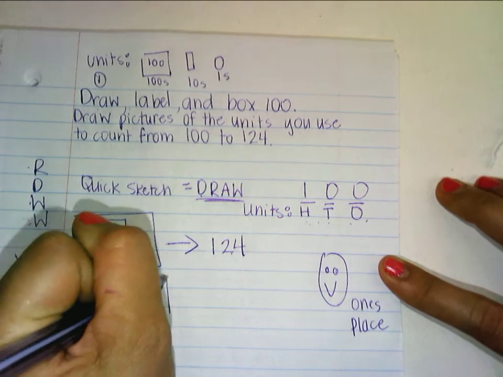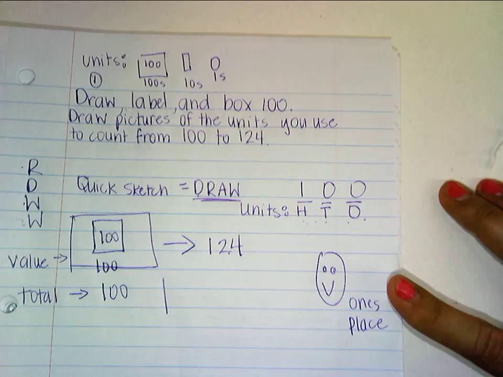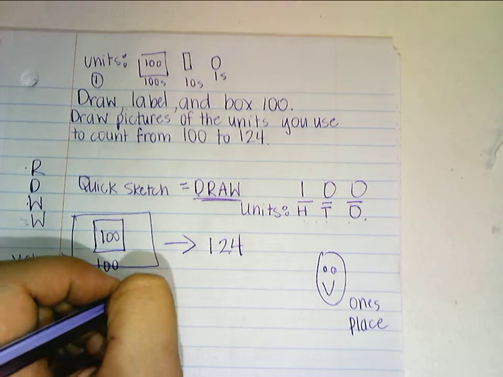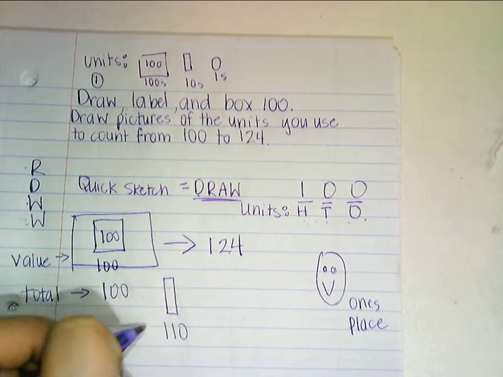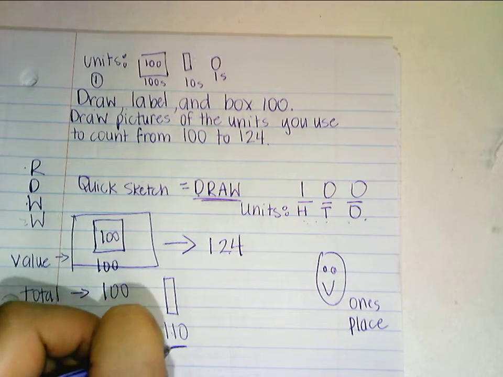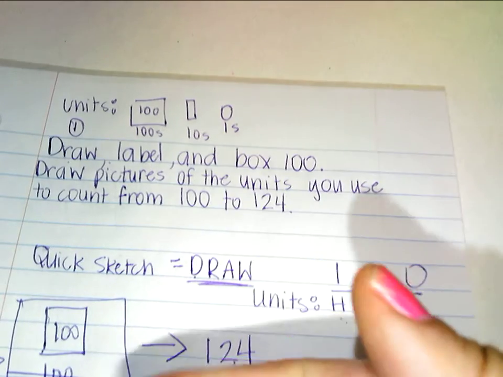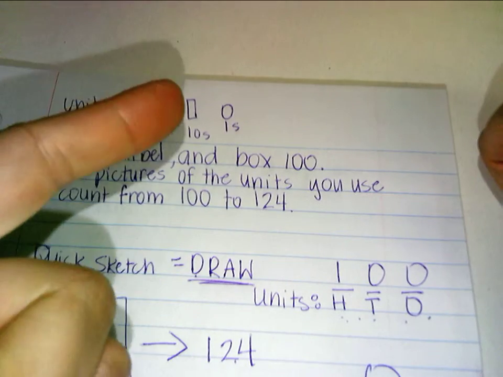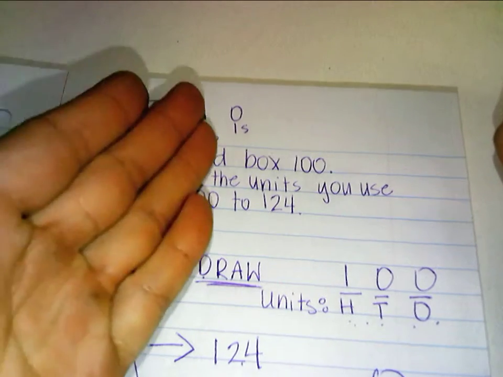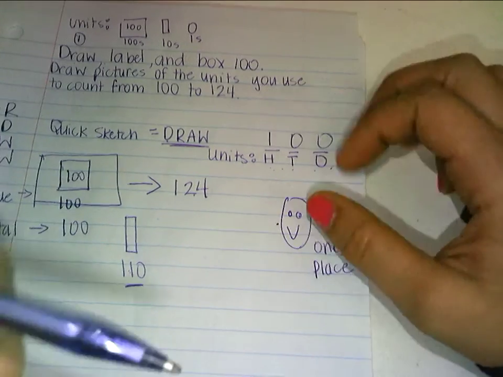So I'm going to draw pictures of the units, okay? So I'm going to draw 110. If you don't know what that value is right here, you have to count with your fingers. 100, 101, 102, 103, 104, 105, 106, 107, 108, 109, 110. Use those fingers. Okay? So you have 110.